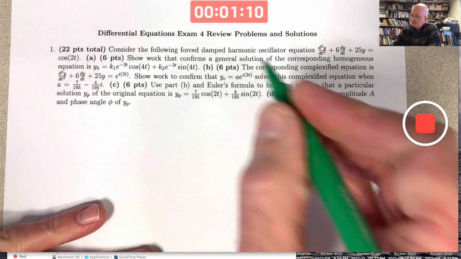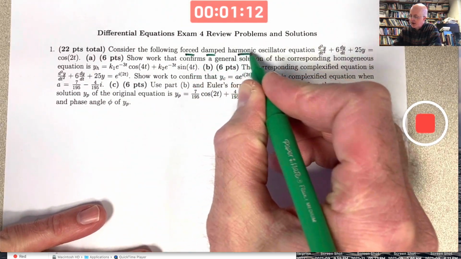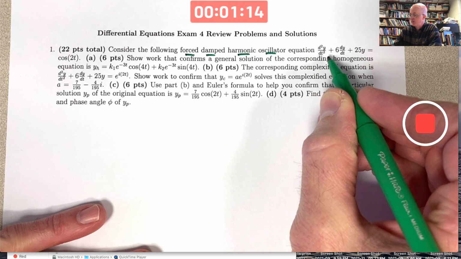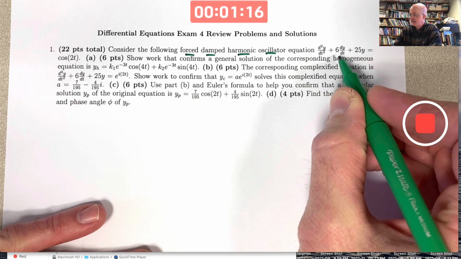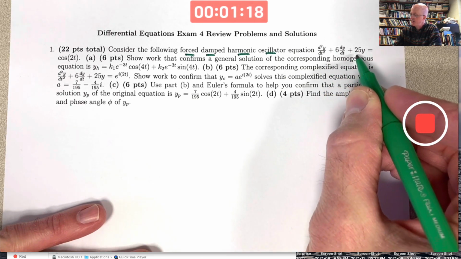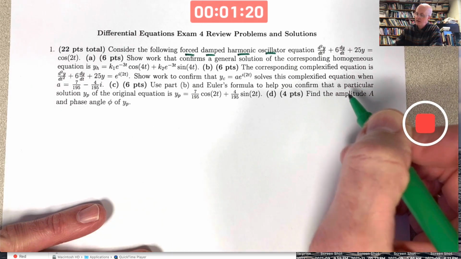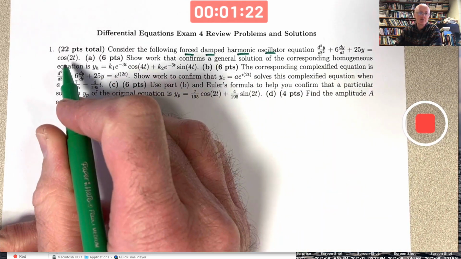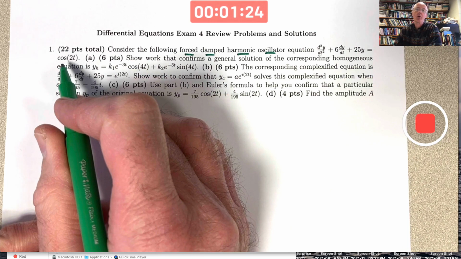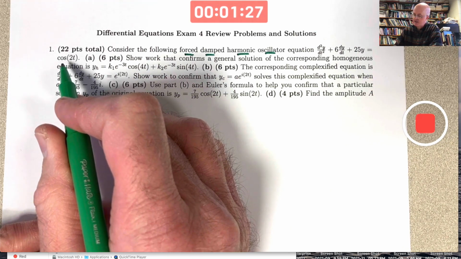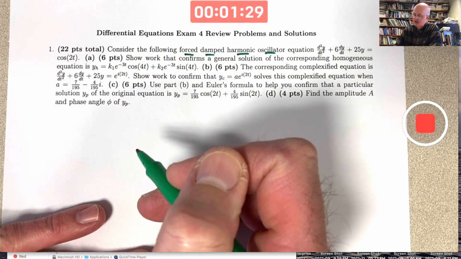Consider the following forced damped harmonic oscillator equation. The second derivative of y with respect to t plus 6 times the first derivative plus 25 times the function itself doesn't equal 0, it equals cosine of 2t. Cosine of 2t is your external forcing function. This is a forced damped harmonic oscillator.